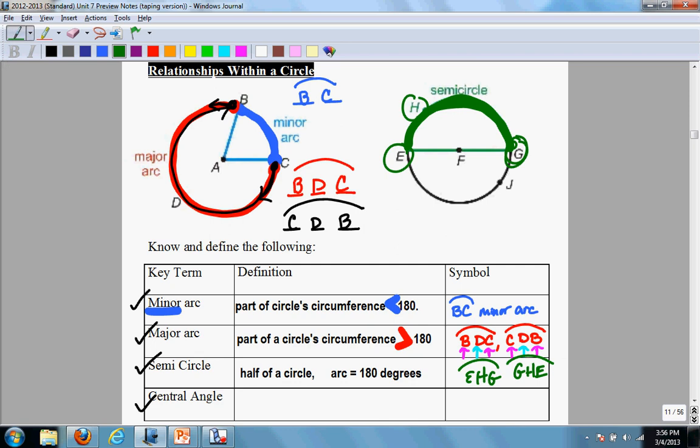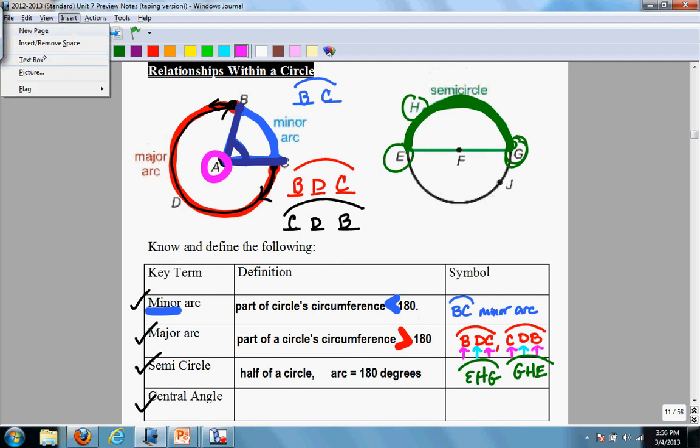A central angle. Trace and sweep. B-A-C and sweep. Trace it again, please. Start at B, go to A, go to C, and sweep. Do you see how A is the center of the circle? So we would call BAC a central angle. A central angle.